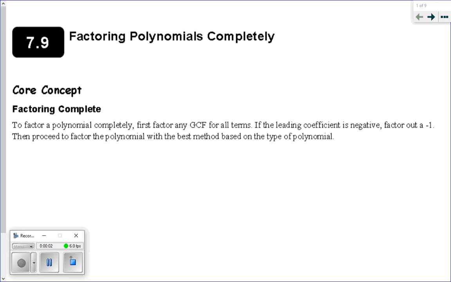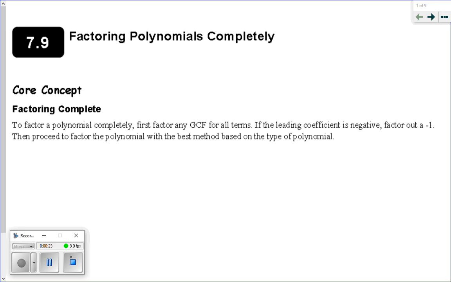So this last lesson, 7-9, all it does is really bring all of the factoring methods that we've been learning and practicing together under one roof. So we've dealt with several methods individually. We started with GCF, that's going to be step one for anything. And then depending on how many terms, we saw there's different techniques.